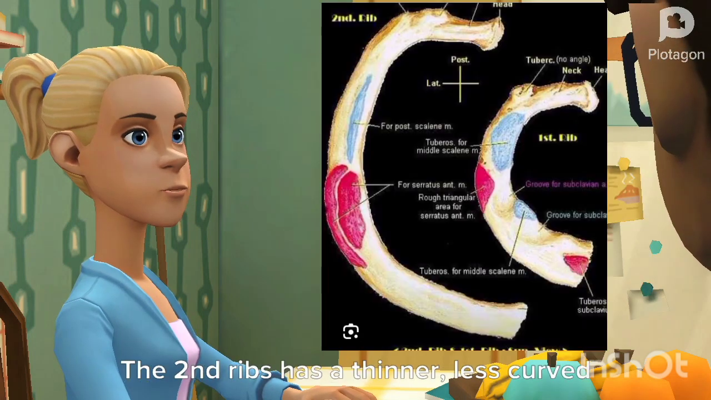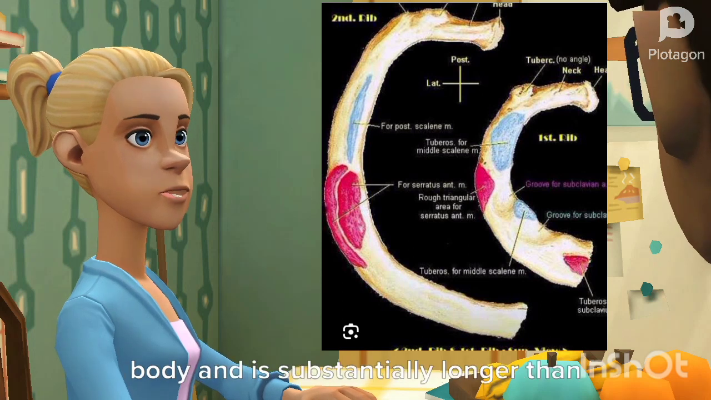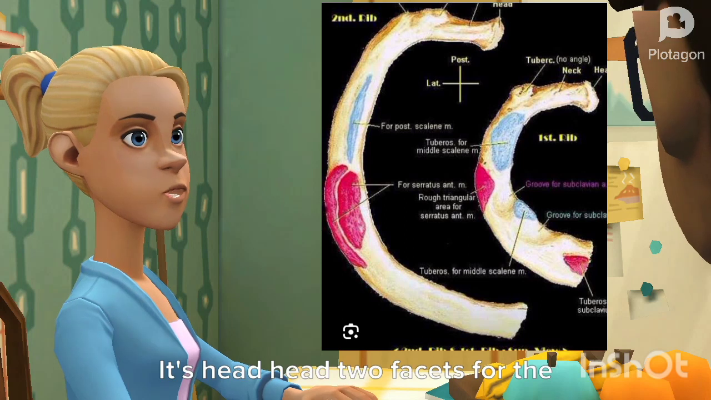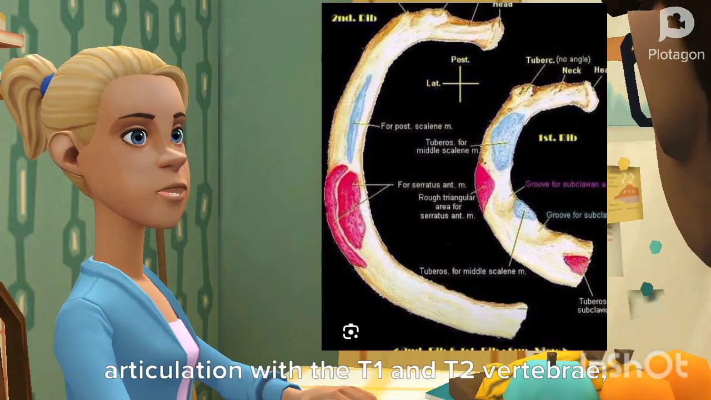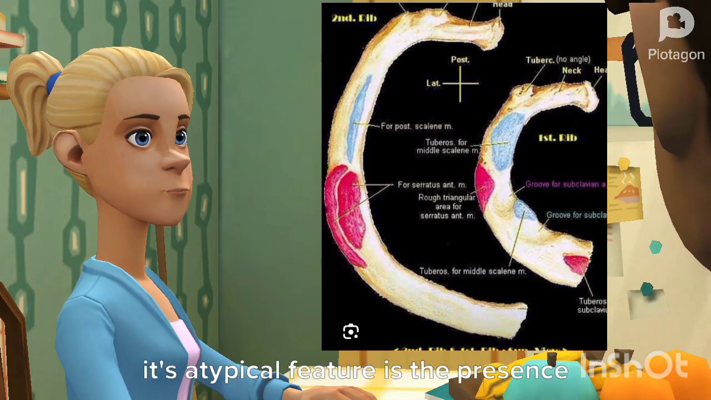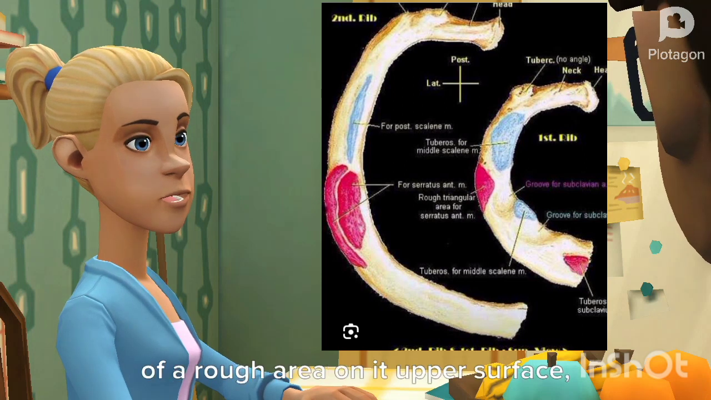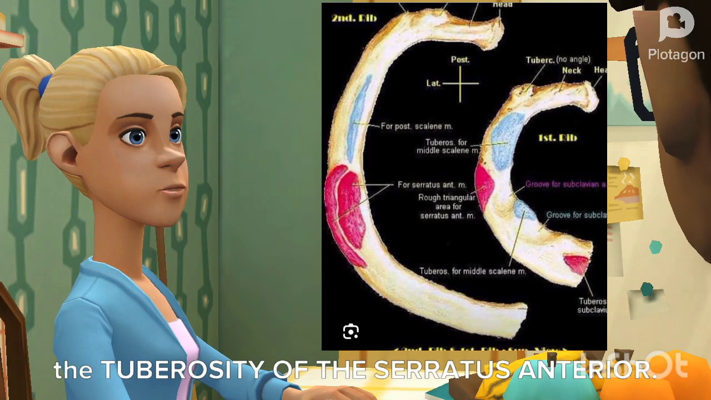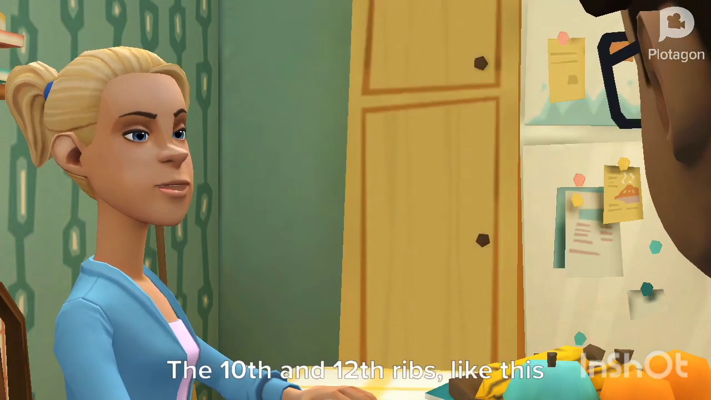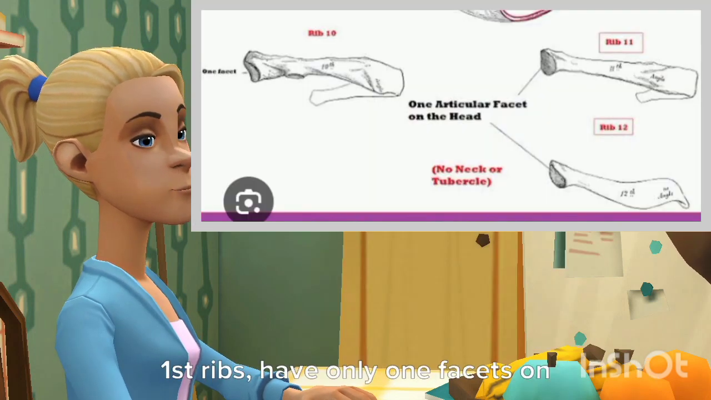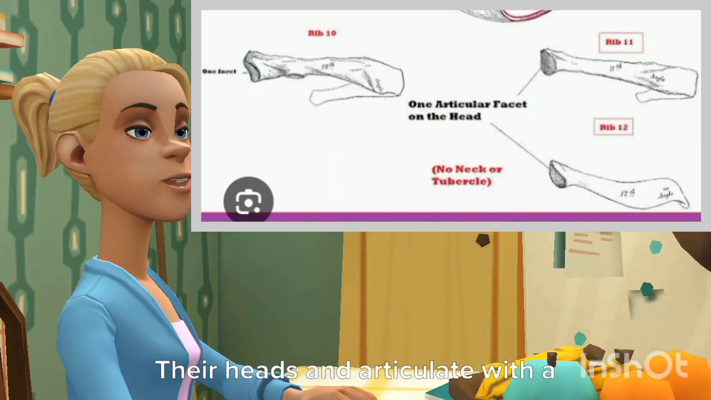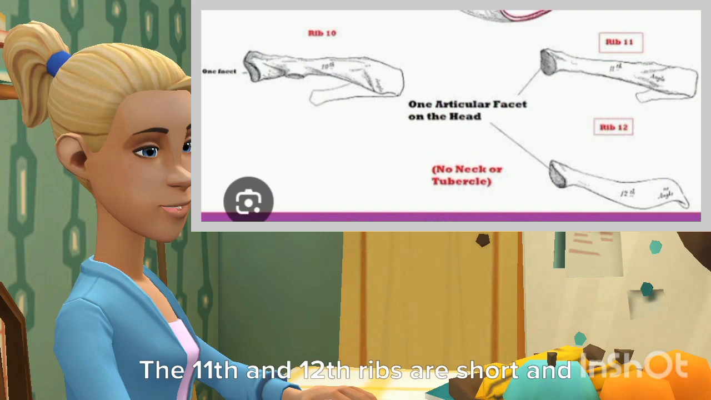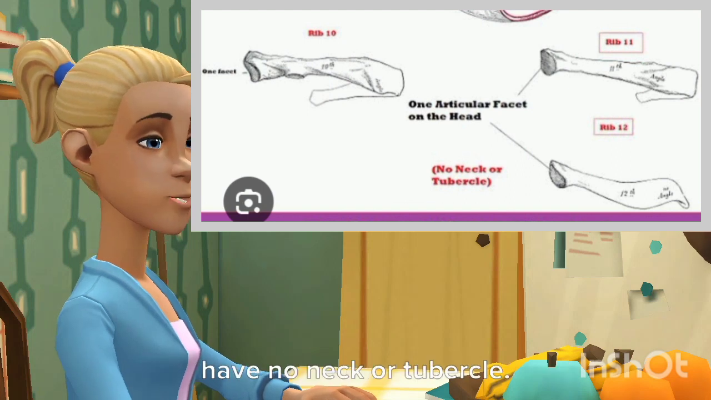The second rib has a thinner, less curved body and is substantially longer than the first rib. Its head has 2 facets for articulation with the T1 and T2 vertebrae. Its atypical feature is the presence of a rough area on its upper surface, the tuberosity for serratus anterior. The 10th, 11th and 12th ribs, like the first rib, have only 1 facet on their heads and articulate with a single vertebra. The 11th and 12th ribs are short and have no neck or tubercle.